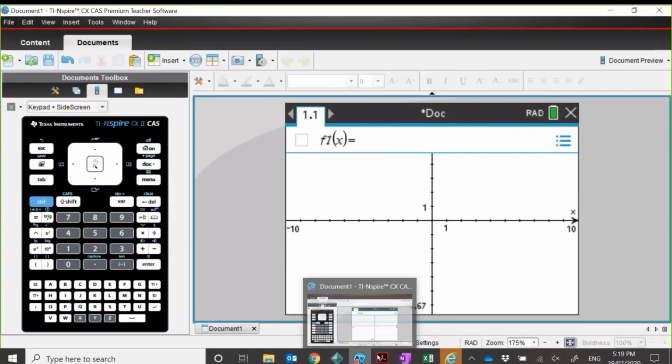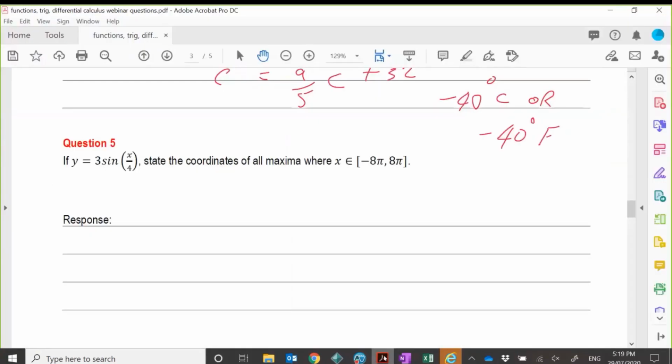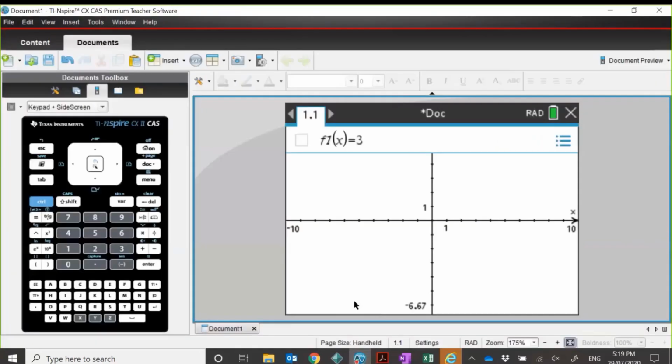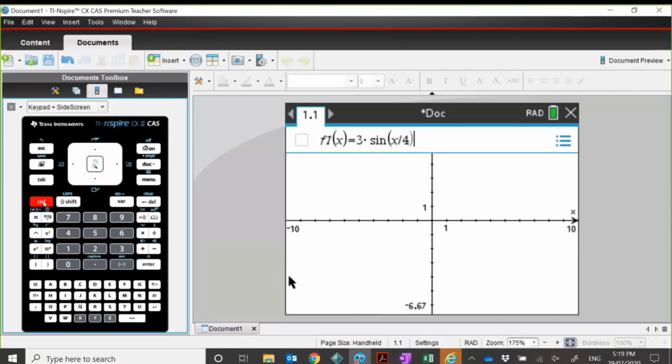All right, now we are graphing 3 times sine x over 4. So we've got 3 multiplied by sine of x on 4. Now we can put the domain in if we want, so let's put the domain in. So we're going to use the conditional command, and to access that on the calculator, if you hit the control key and then equals, you'll see that vertical line.